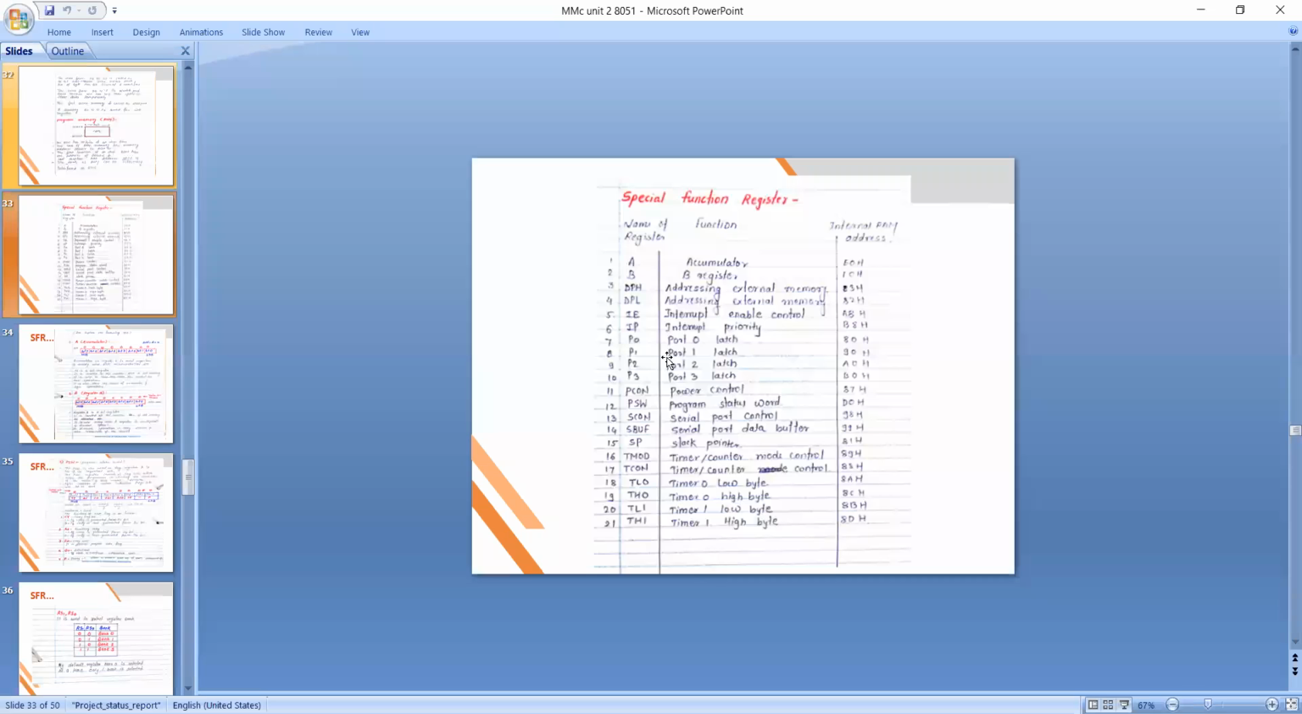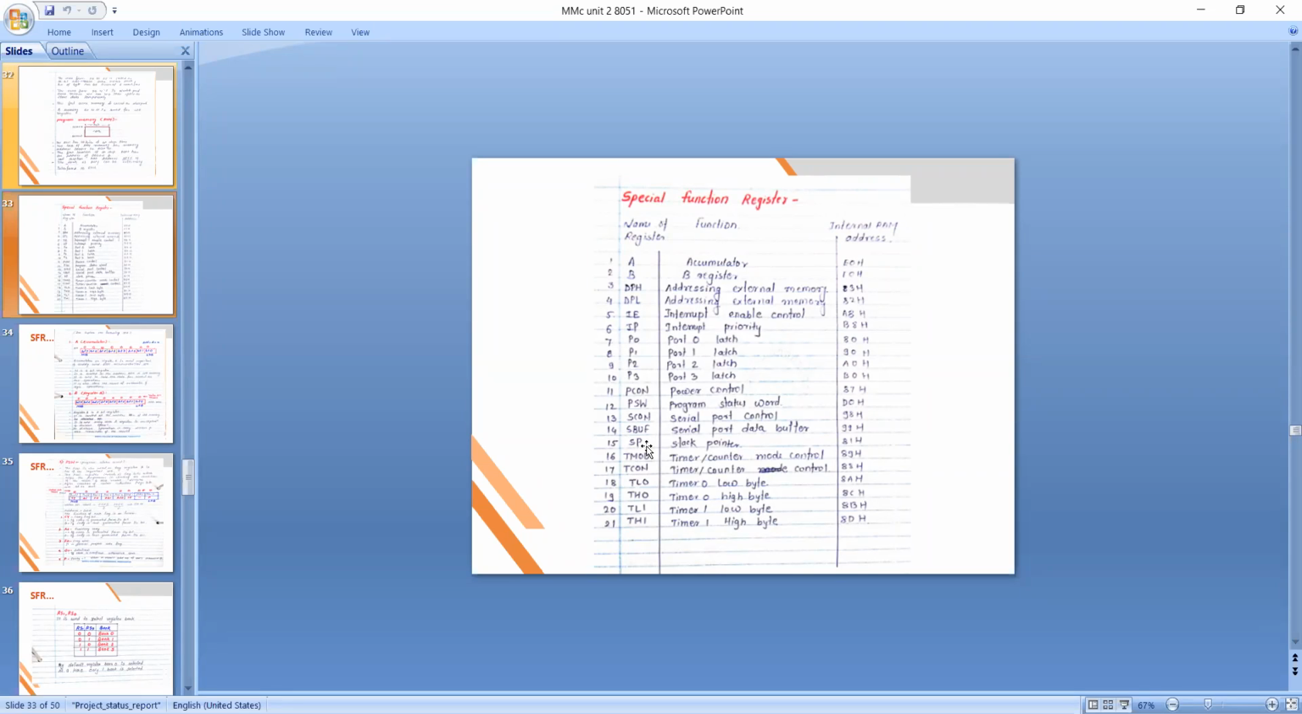PSW is the program status word. It performs two roles. First, it acts as a flag register: according to the result produced by the ALU, specific flags are set or reset. Along with that, PSW is also used to select the register bank. PSW.3 and PSW.4 bits are used for register bank selection. Next, SCON and SBUF are used for serial communication.